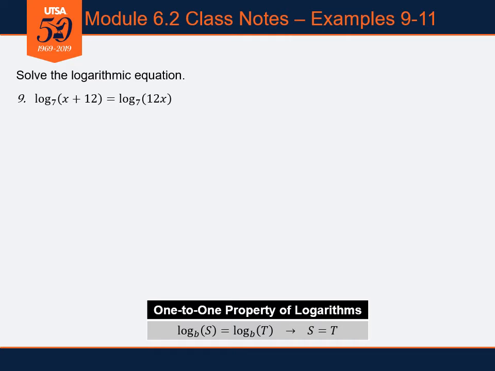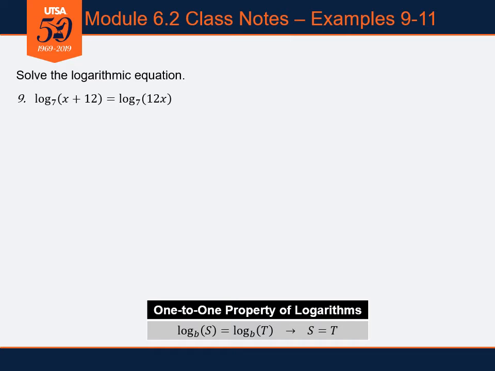It's really as simple as that. If I've got two logarithms equal to each other, they're the same number, then the arguments, the numbers inside the parentheses, have to be the same number. For them to be equal to each other, they have to be the same number. That's the one-to-one property of logarithms.